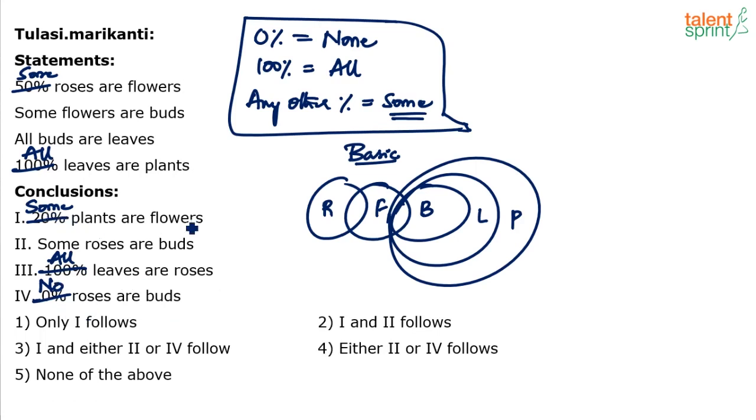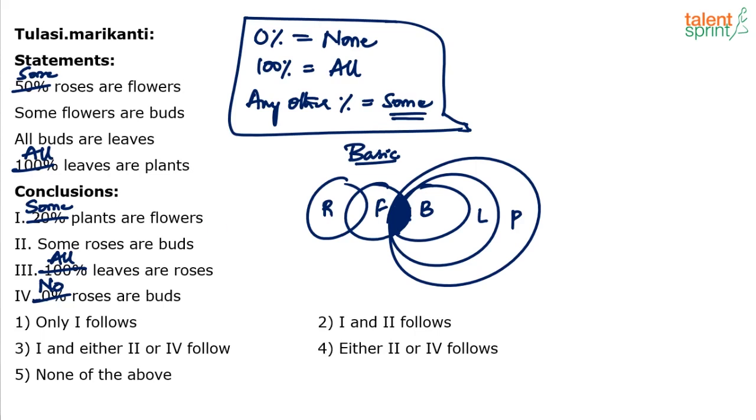So first one, some plants are flowers. True. You find that some plants are flowers here. There is an overlapping between plants and flowers, so it satisfies the basic diagram. But the question that arises is, will it always satisfy? The basic diagram is one diagram, but there can be multiple such diagrams. There are other possible ways of drawing the diagrams.